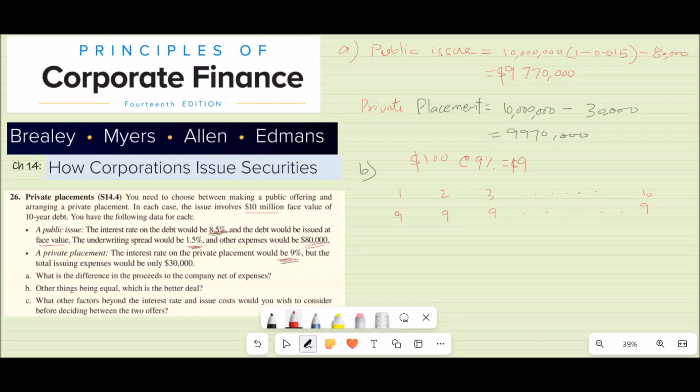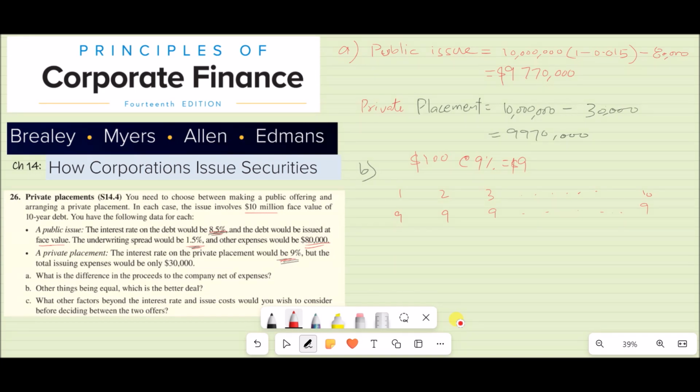So there are two ways. We can calculate the present value of all of the future interest payments for a public issue at 8.5%, and then we can calculate the interest payment for a private issue at 9%. And then we can deduct those interest payments from the above proceeds. Then we will see which option will provide higher proceeds.